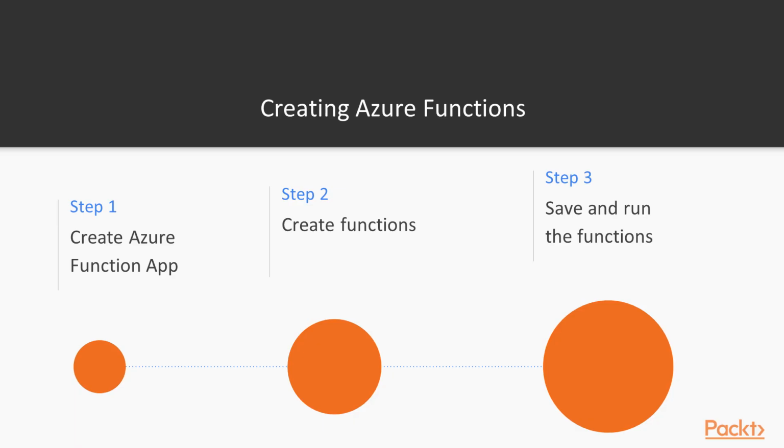In order to create an Azure function, first you will need to create a function app, which acts as the context of execution for your functions. Then in the function app, we create and execute our function. So let's not wait anymore and start exploring this amazing feature.